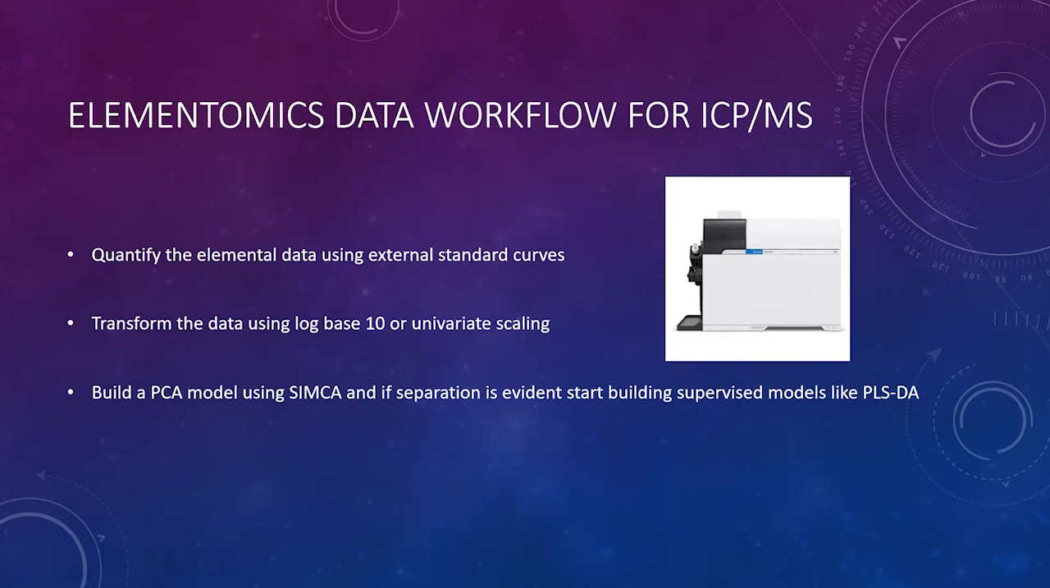Now, because you can get massive differences, 3, 4, 6 orders of magnitude between the concentrations of trace elements versus macro elements, we do a log base 10 or univariate scaling transformation to the data. That tightens it up, and that allows us to do much better modeling. And for this, we use our unsupervised models, PCA, which is principal component analysis, and we're using SIMCA, which is software that's very common for this sort of work. And again, if we see separation in the PCA model, then we build other supervised models like PLS-DA, which is a linear supervised model, very commonly used in our field.